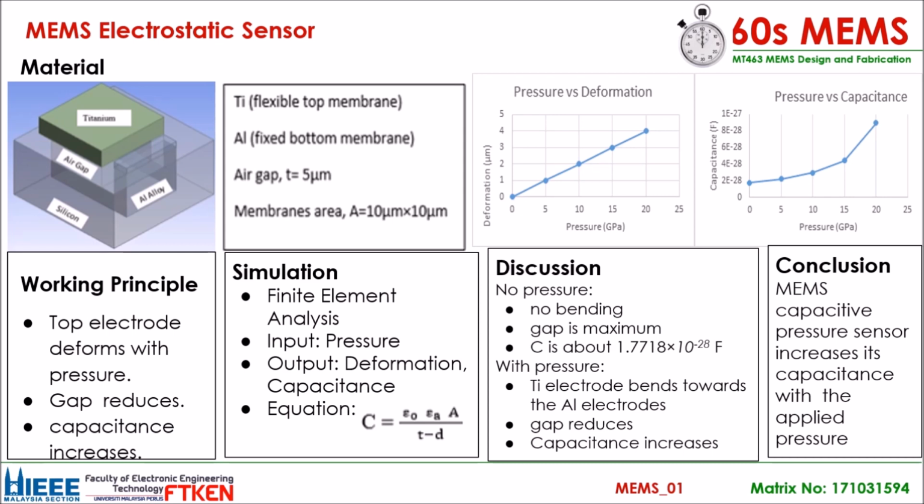When no pressure is on the top electrode, no bending occurs, hence the gap is maximum. The capacitance value is the initial value. When the pressure is applied, the titanium bends over the aluminum and the gap reduces, hence the capacitance value increases. In conclusion, the sensor increases the capacitance with the applied pressure.